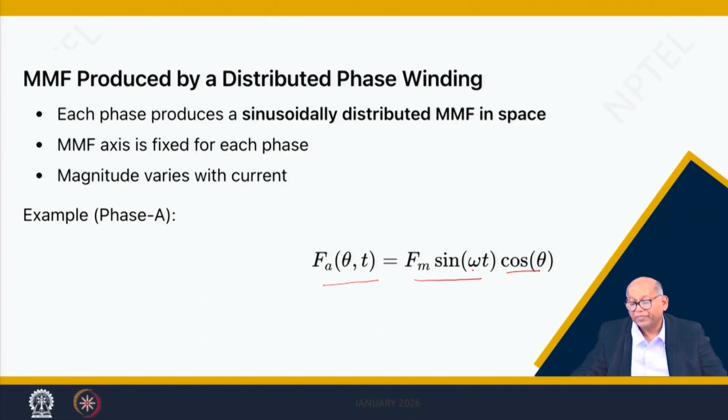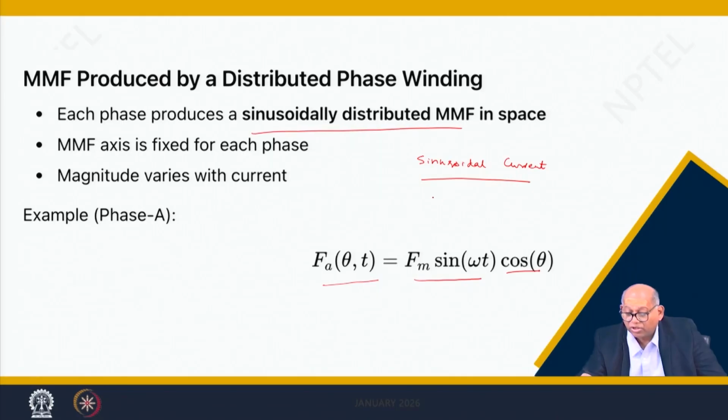So, around the periphery, if you observe at one point you will find the MMF is changing with time, and at a particular time if you take a snapshot, MMF is also changing with space. So, this is spatio-temporal variation, okay, because of a sinusoidal supply and sinusoidally distributed winding. Remember, this is because of a sinusoidal supply. So, number one is the sinusoidal supply current and sinusoidally distributed winding.